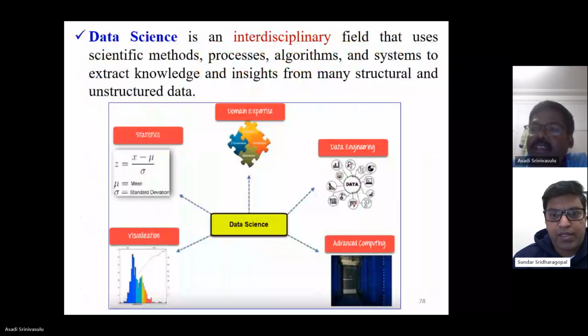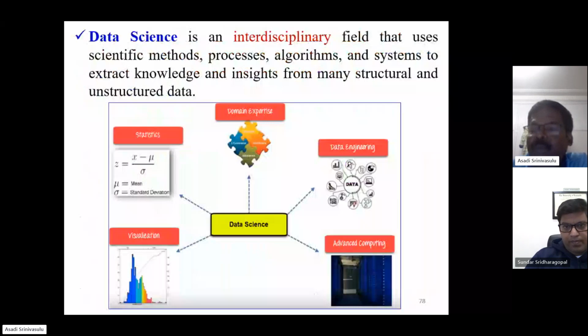Sir, the screen still shows slide number 78. Yes. Okay. I'm explaining advanced computing.